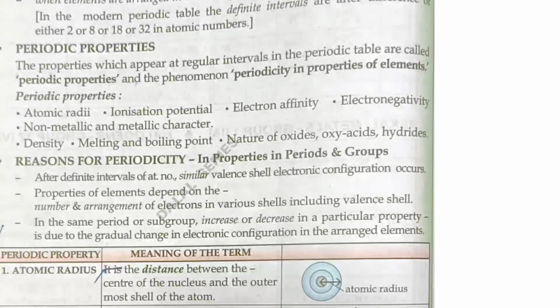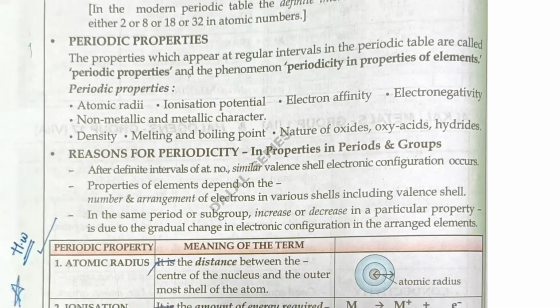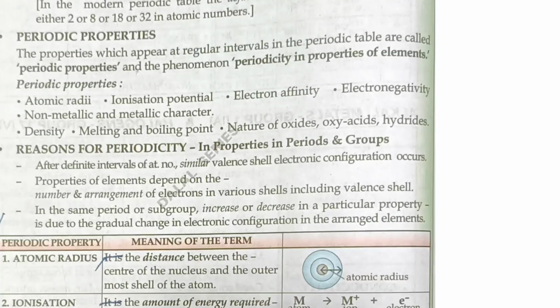Periodic properties are atomic number, ionization potential, electron affinity, electronegativity, non-metallic and metallic character, density, melting and boiling point, nature of oxides, oxyacids and hydrides. So these properties are very important and the highlighted part of this chapter. Most of the questions come from these periodic trends, and from the starting six trends most of the questions come. That is atomic number, ionization potential, electron affinity, electronegativity, non-metallic and metallic character.